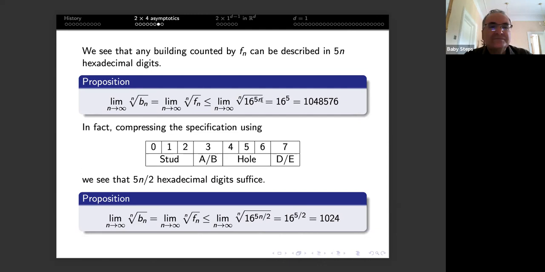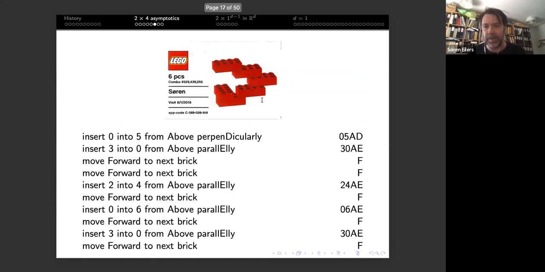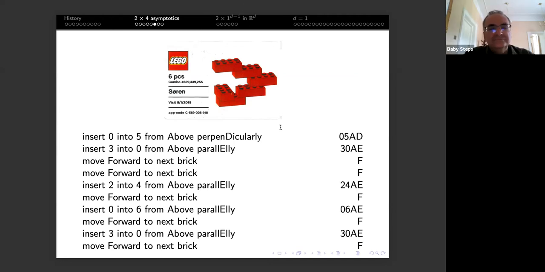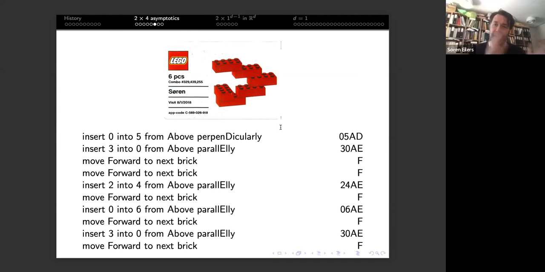Okay. In the first case, what I'm claiming is that if I take one of these buildings that I count by FN, I can describe this using 5 times n hexadecimal digits. And this is the specification that I have here. So you can see I need to use an F to move it forward, and I need four digits. These are neither bits nor bytes, these are hexadecimal digits. So if I have 2, it's a byte, to specify where I'm putting the things. So it costs me 5 hexadecimal digits the way that I did it here.